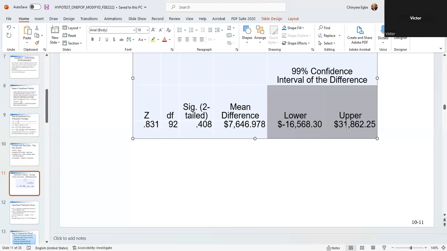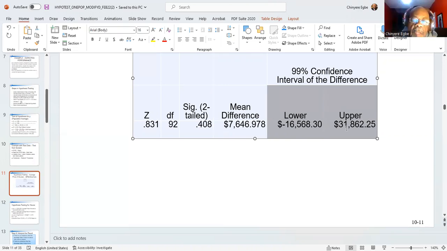Yeah, I got a question, Professor. Would there ever be a case where the calculated Z value is greater than the critical value, but the confidence interval is negative and positive? Never. That never happens, because they give you the same result in different ways. They lead you to the same conclusion, but in different ways. Okay, got it.